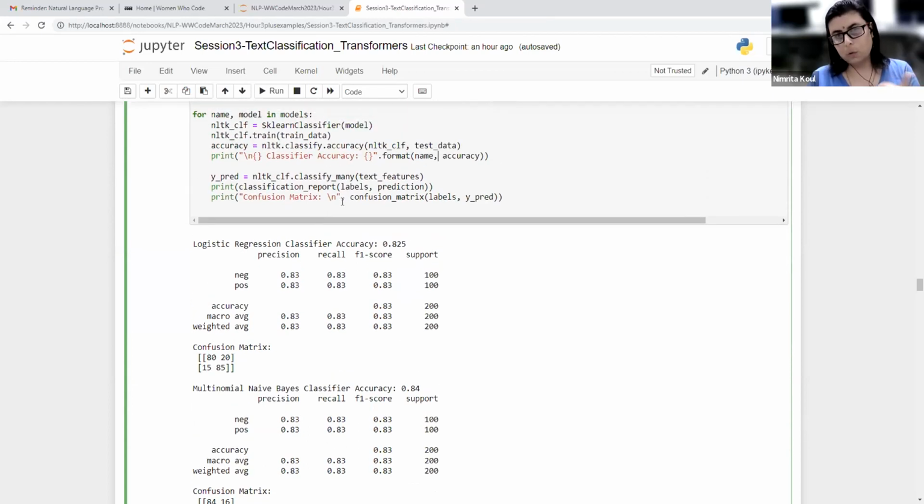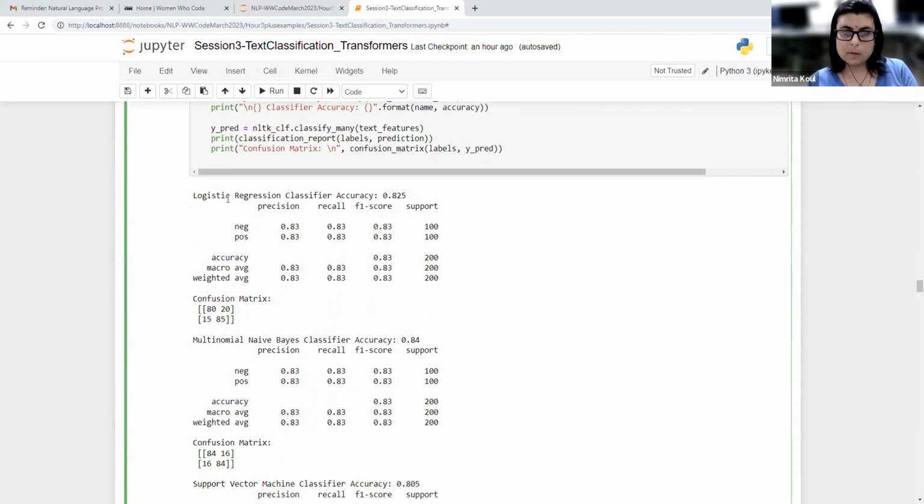My intention here was to let you know that we can produce all of this directly from NLTK's built-in classifiers and directly from sklearn's classification model algorithms also. So for the first classifier, which is logistic regression, we are getting around 82.5% accuracy, and our precision and recall for positive and negative classes is around 83%.